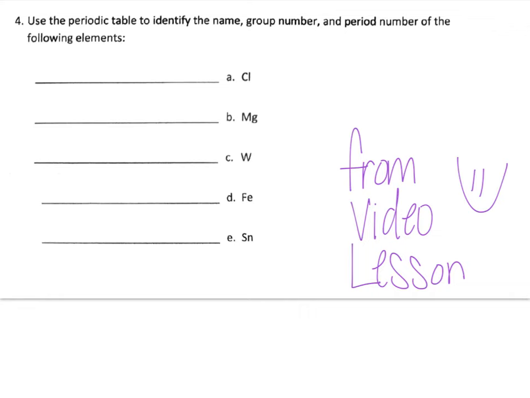So this one is wanting you to use the periodic table to define the name, group number, and period number of the following elements. And hopefully you watched your video lesson. That's where you would be able to find this from. Chlorine is the first one. Cl is chlorine. And if you look on the periodic table, that would come from group 17 and period 3. So I'm going to go ahead and pause the video and let you look those up, and then we'll come back together and see if you got them all.